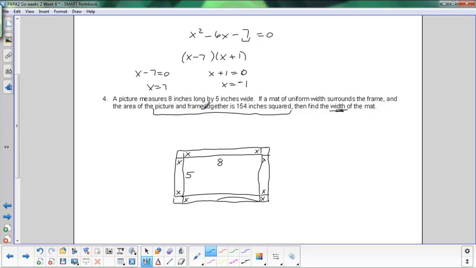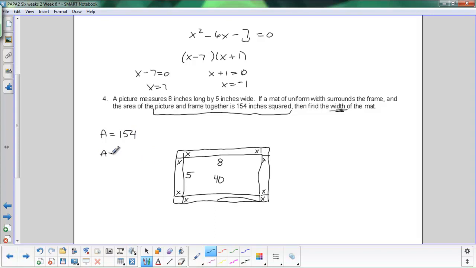All right, now the key to this problem is that this entire frame is 154 inches. That means that everything, including the picture, is already included in the 154 inches squared. That is very important because there will be some problems where you will be expected to add the area of the picture to the area of the frame before beginning. This is not that problem. The entire area of the large rectangle is 154 square inches.